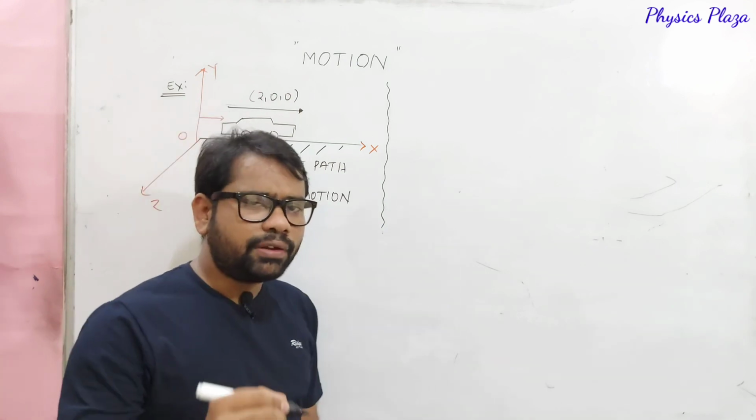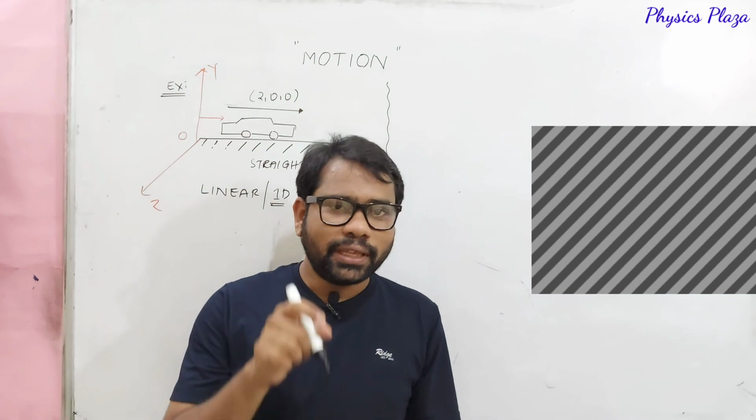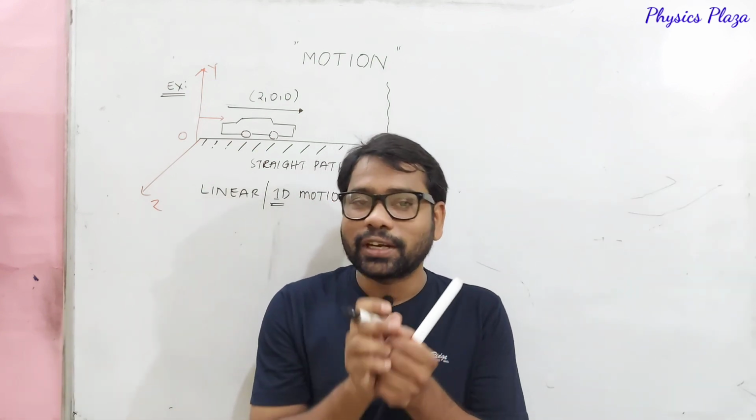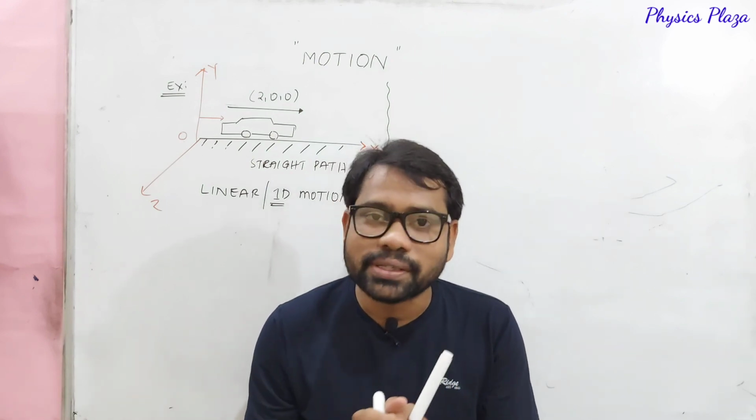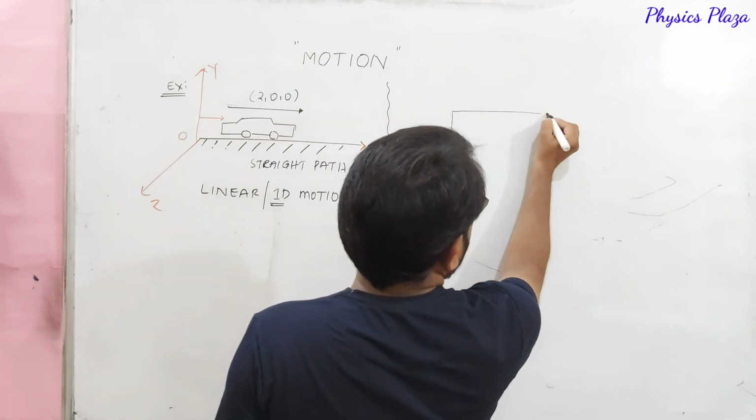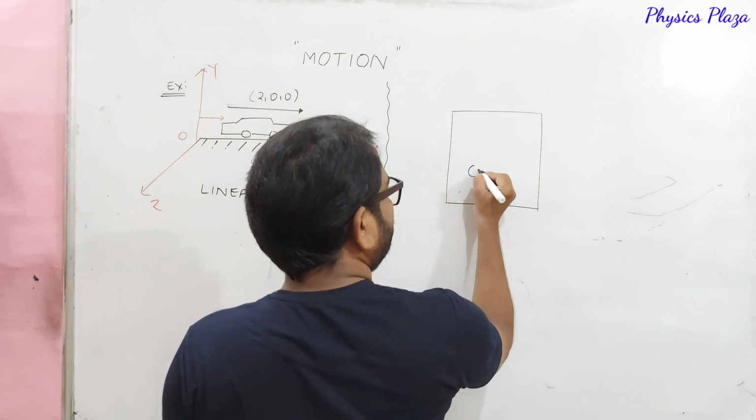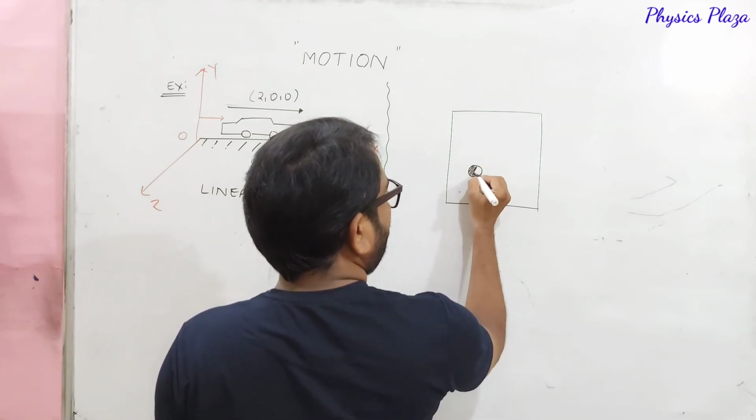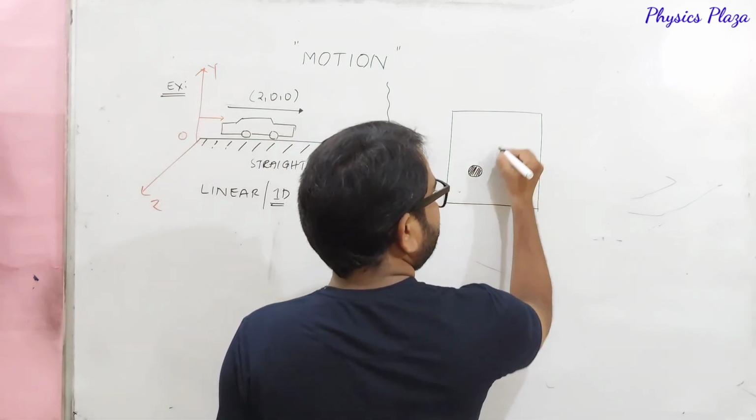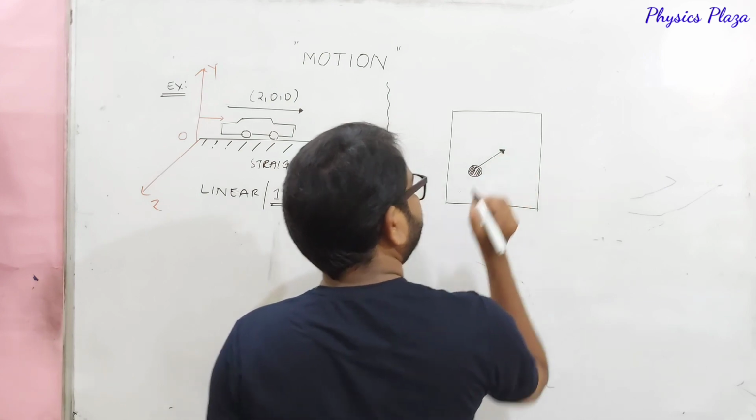Suppose whenever we are playing a carom board, or whenever you are playing billiards, did you notice the motion of that ball or coin when we hit it with another coin or with the cue? What happens here? Let us take this is the board, and here is that particular ball, either a coin or a ball. Now when you hit, it may move like this, like that.